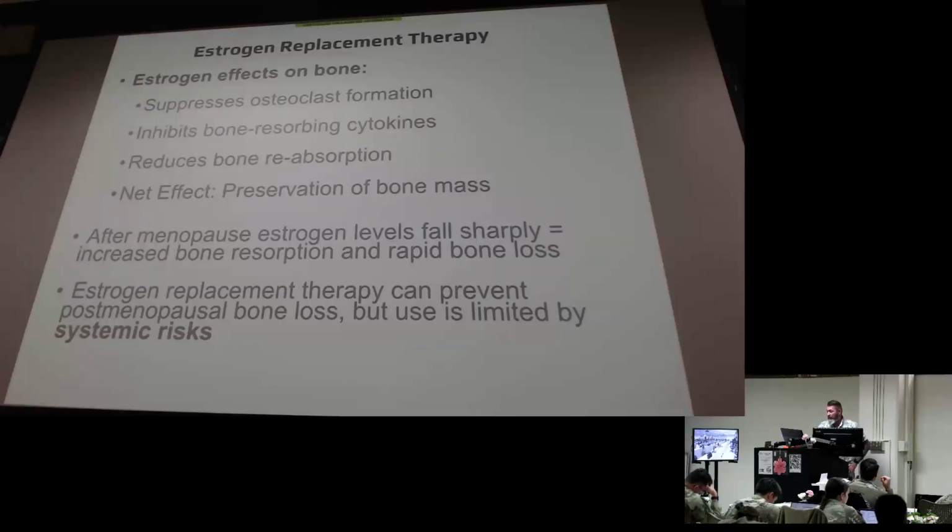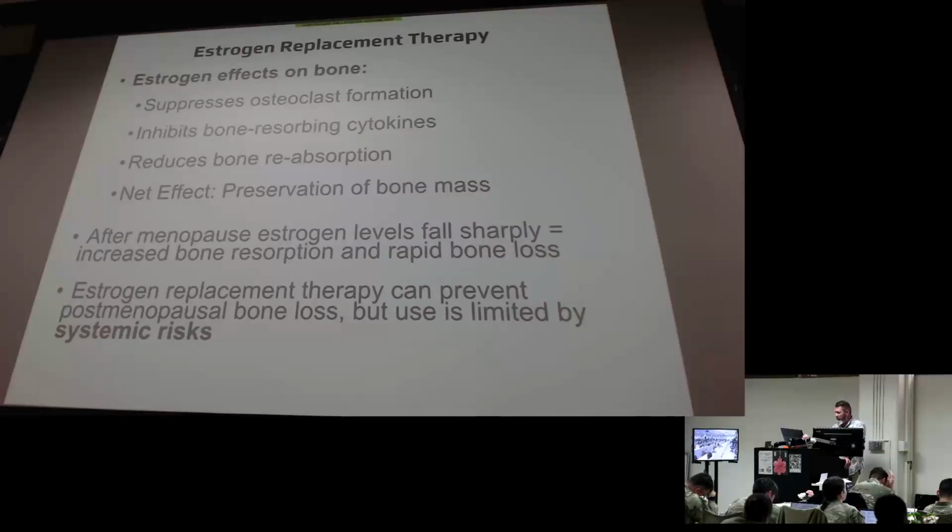So yes, estrogen replacement is effective at preserving bone. However, systemic risks are huge. Venous thromboembolism, stroke, breast cancer. So these side effects usually outweigh bone benefits for osteoporosis. So what does that mean? Not a primary therapy for osteoporosis. Not a first line.